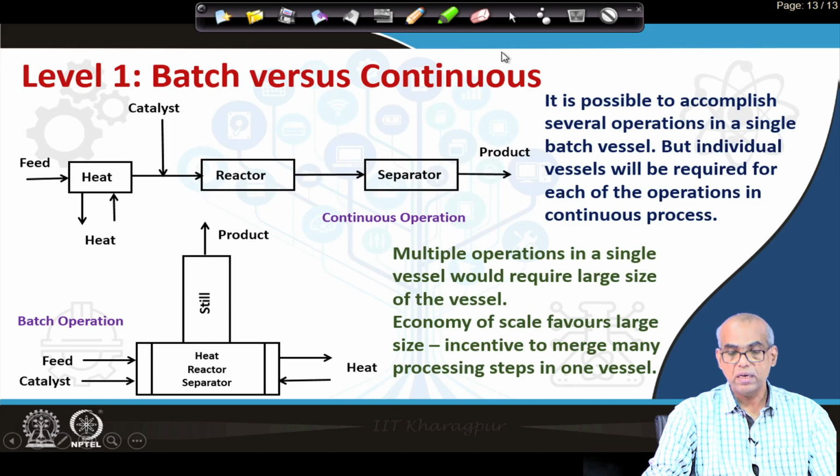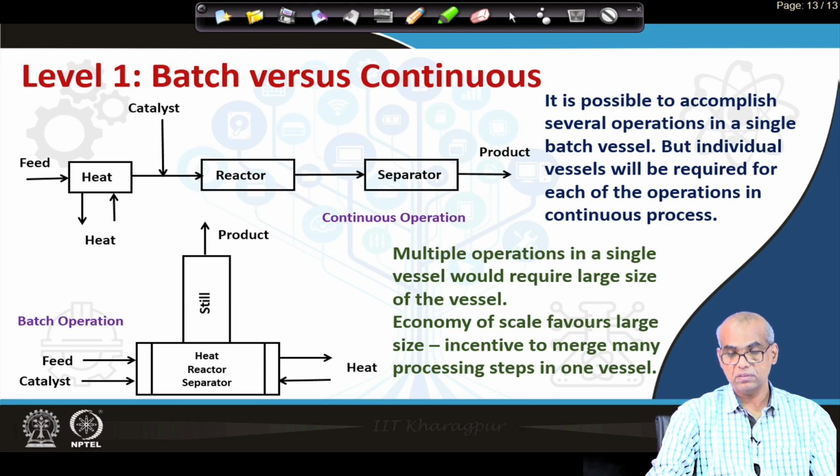So, multiple operations in a single vessel are possible for batch operation, but multiple operations in a single vessel would require a large size of the vessel. Economy of scale favors large size. So, there is an incentive to merge many processing steps in one vessel. So, these are the heuristics or guidelines which can be used to select whether we should go for a batch operation or a continuous operation.